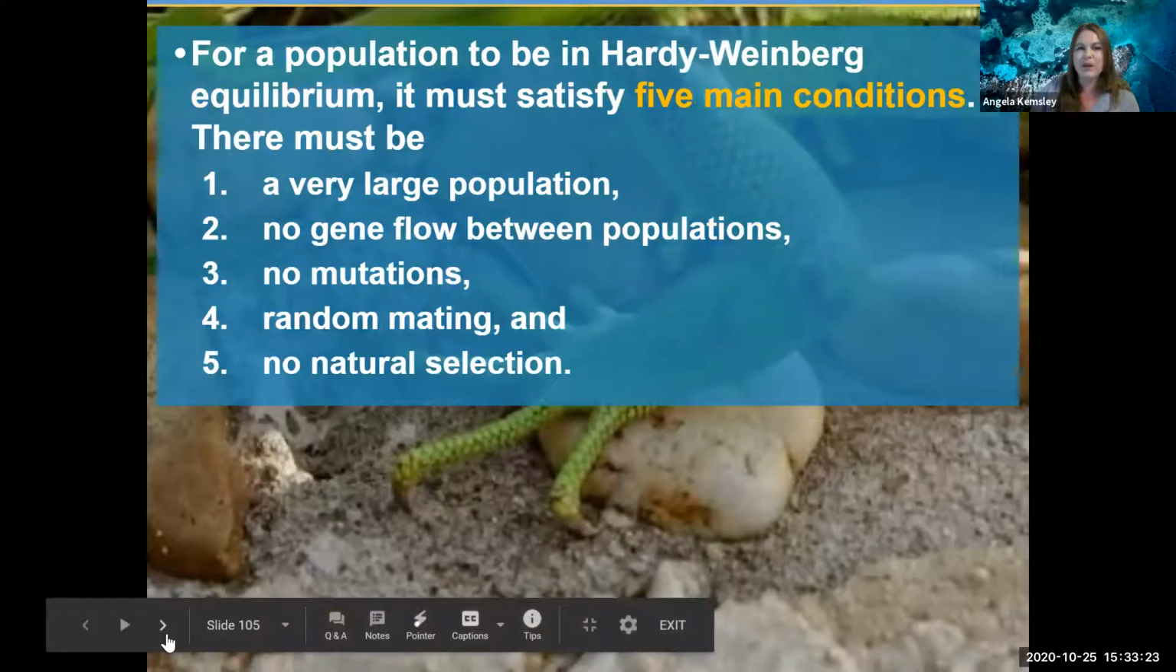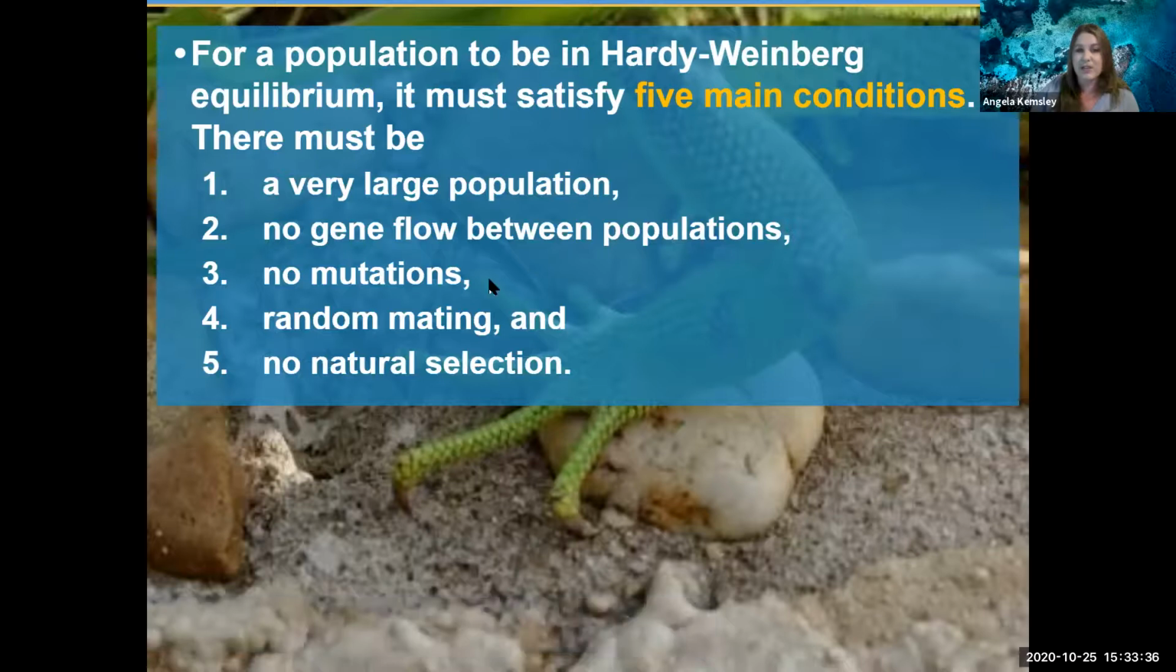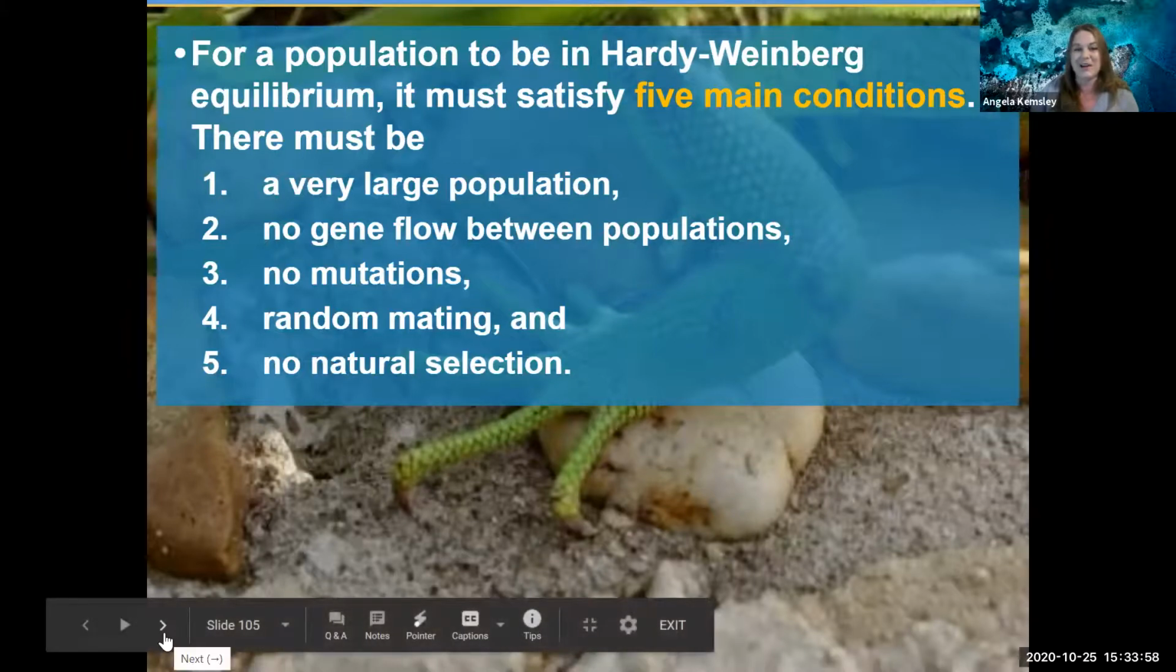For a population to be in Hardy-Weinberg equilibrium, it must satisfy 5 main conditions. It has to be a really, really big population. There has to be no gene flow between different populations, no mutations, yes, random mating, and no natural selection. So: very large population, no gene flow, no mutations, random mating, no natural selection. I want you to think about how often all 5 of these are met. It's not often. So there are not that many populations actually in Hardy-Weinberg equilibrium.